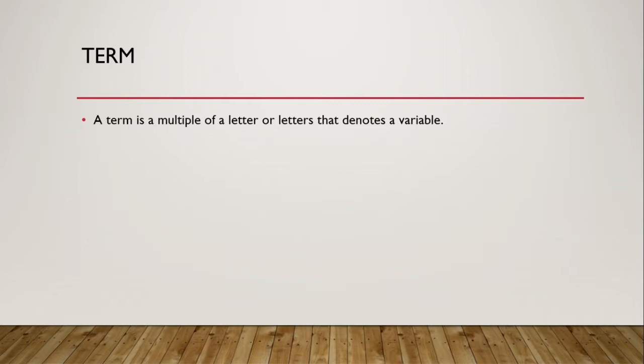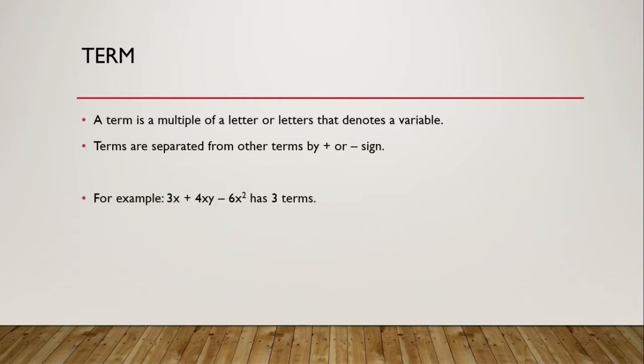For instance, it also says here terms are separated from other terms by a plus or minus sign. So this one, for example, 3x plus 4xy minus 6x squared. Now 3x is a term. Do you see there's a letter and a number together? Plus 4xy, that's a multiple of a letter and a number. 4 times x times y is 4xy. That's a term. And then minus 6x squared.